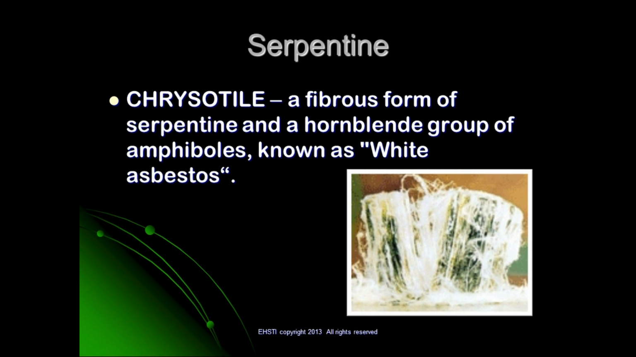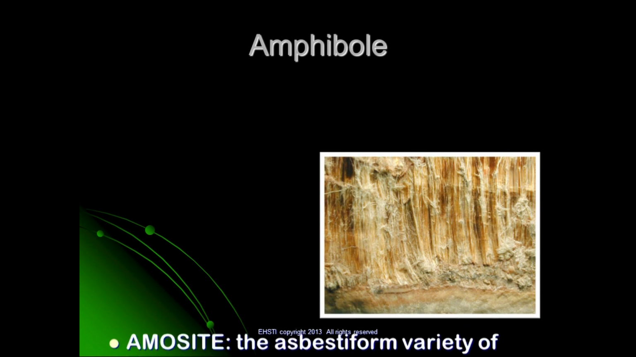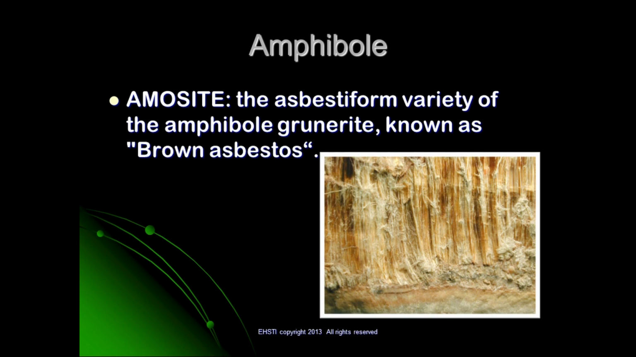Chrysotile, a fibrous form of serpentine in a hornblende group of amphiboles, is known as white asbestos. Chrysotolite, the asbestiform variety of the amphibole riebeckite, is known as blue asbestos. Amosite, the asbestiform variety of the amphibole grunerite, is known as brown asbestos.